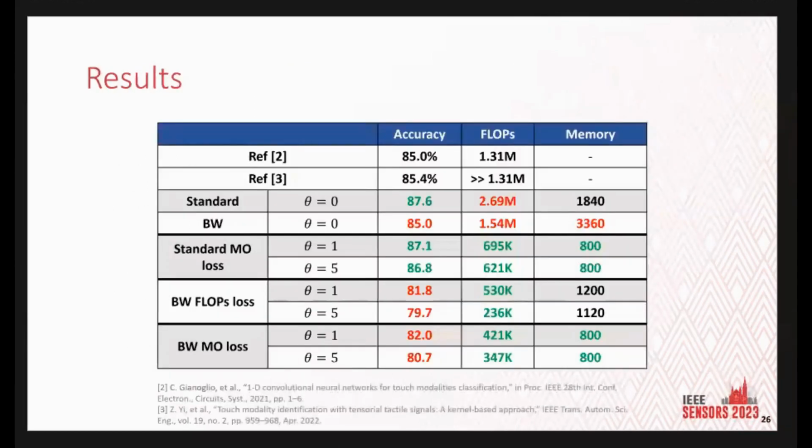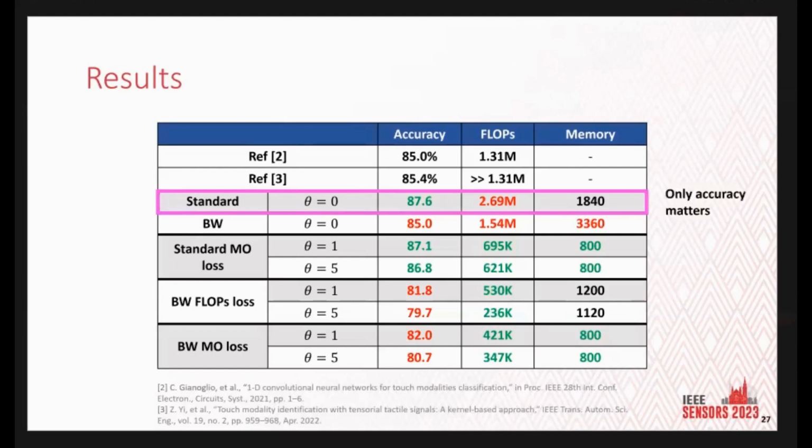Now I'll show you the results. The first 2 lines correspond to the references in the state of the art. The first one is our previous work, where we achieved 85% accuracy on the same problem, with a number of flops of 1.31 million. The second line corresponds to the best in terms of accuracy in the state of the art, where the authors achieved 85.4% accuracy, but the number of flops was very high because they used a kernel-based method that consumes a lot of energy, okay, so a lot of parameters to be implemented.